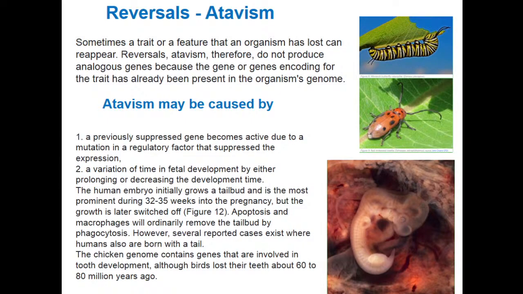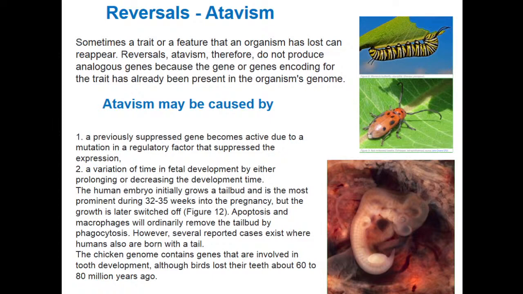The human embryo initially grows a tail bud, which is most prominent 32-35 weeks into the pregnancy. But the growth is later switched off. Apoptosis and macrophages ordinarily remove the tail bud by phagocytosis. However, several cases are reported where humans are born with a tail. And in this picture you can see the little tail we spoke about previously.